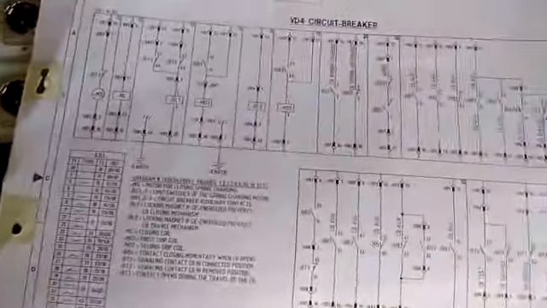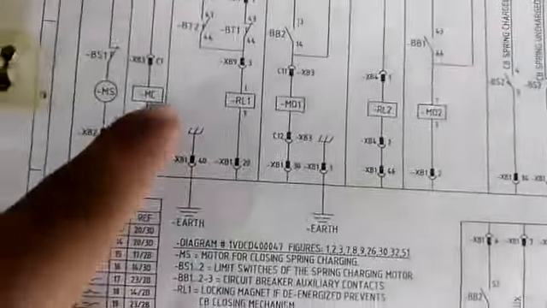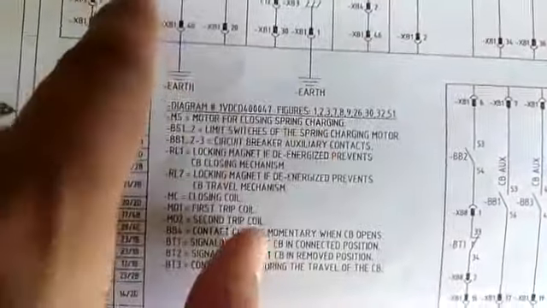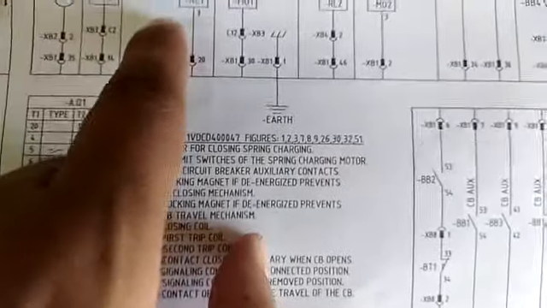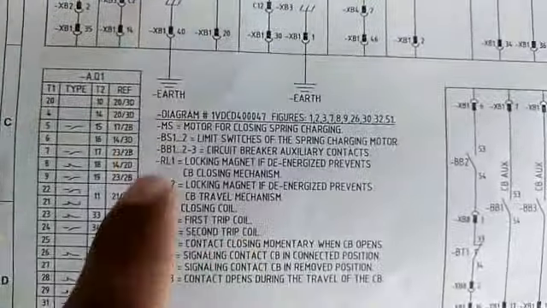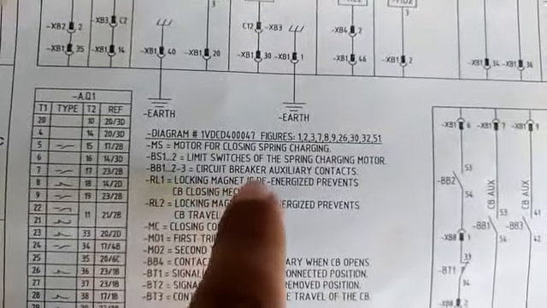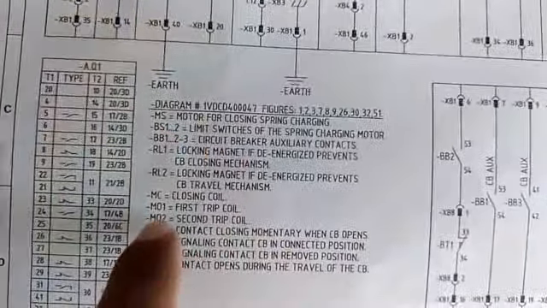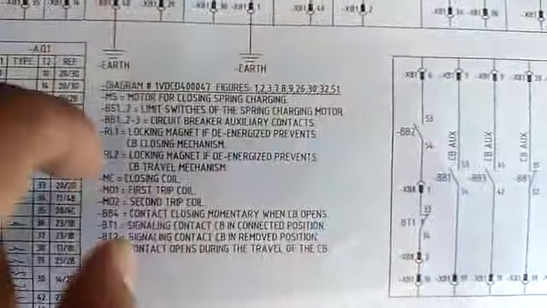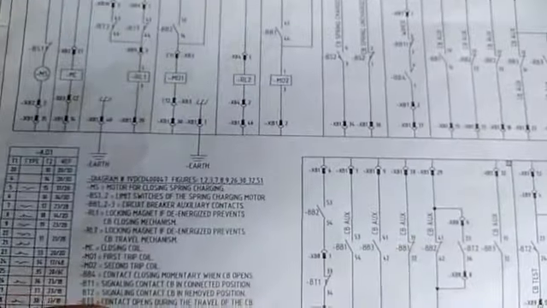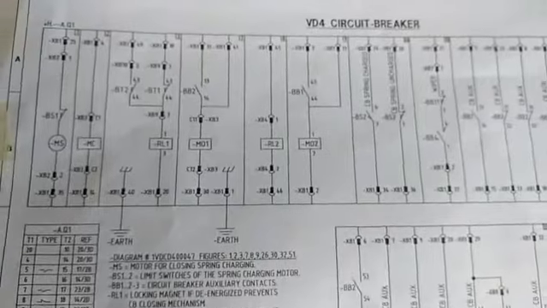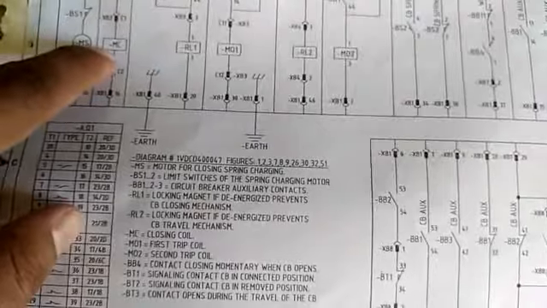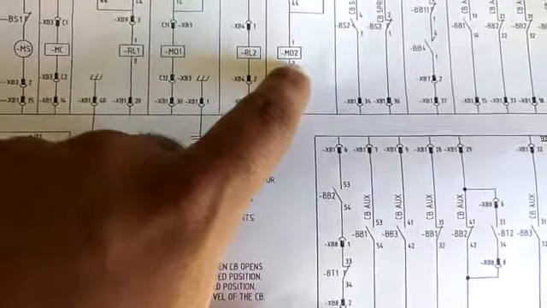Here is the diagram for the circuit breaker. You can see here is MS, and MS stands for motor for closing spring charge, and MC for closing coil. We have RL1, which is the locking magnet, de-energized to prevent the circuit breaker closing mechanism. MO1, which is the first trip coil. MO2, second trip coil. So these are the main points which we use for the timing test. This is what we use for the closing spring charge. This is for motor closing, for operating coil 1, operating coil 2.